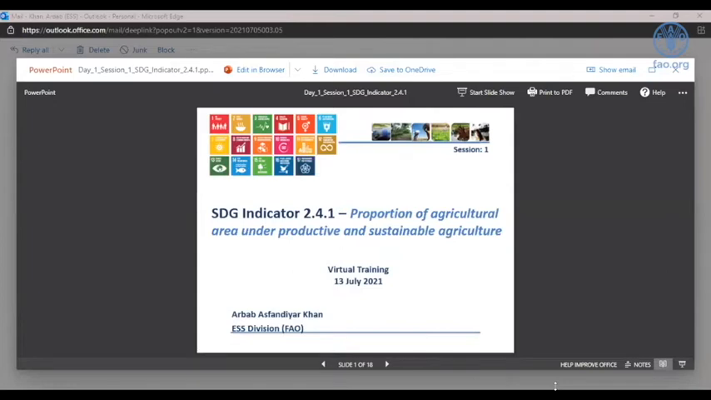The current methodology of SDG 2.4.1 embodies the following principles, that is, it's universal, it's policy relevant, and it's practical. Now, the way the methodology of this multidimensional indicator is designed, and you will see that as we progress during this training, as I mentioned earlier, is simple, logical, and pragmatic. This was to ensure the sustainability of the indicator monitoring over time at the country level.